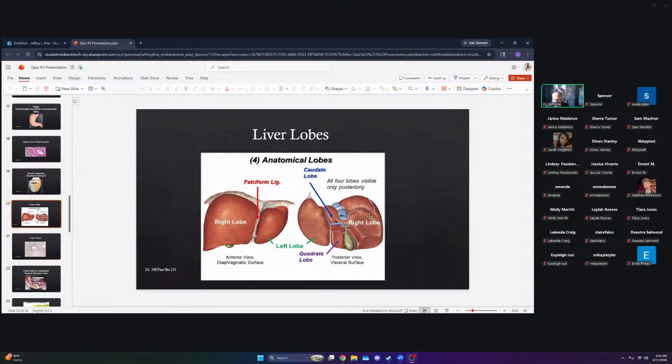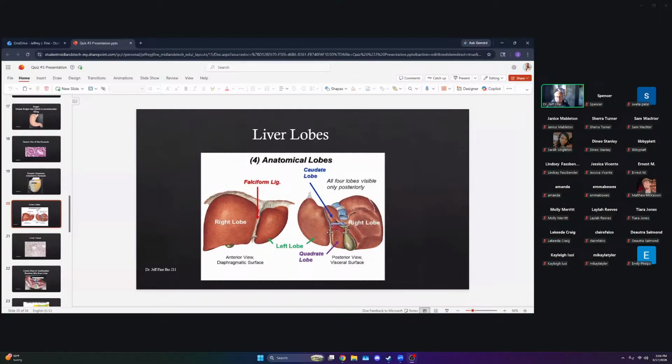So still this is the posterior view. Again, the patient's right would be inverted. So the right lobe, the left lobe, caudate, quadrate. And for the first time here, we see the gallbladder embedded. We'll be talking a lot more about the gallbladder coming up in lecture on Thursday as well. It works hand in hand with the liver.